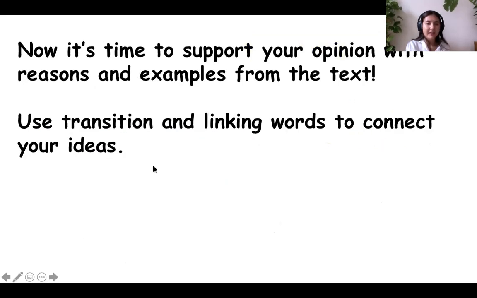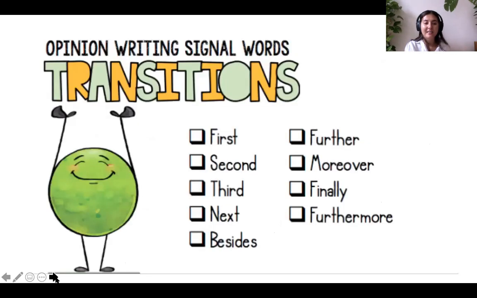Let's have a look. Now it's time to support your opinion with reasons and examples from the text. Here, we're going to use transition and linking words to connect our ideas. We can use words like first, second, third, next, besides, further, moreover, finally, and furthermore.